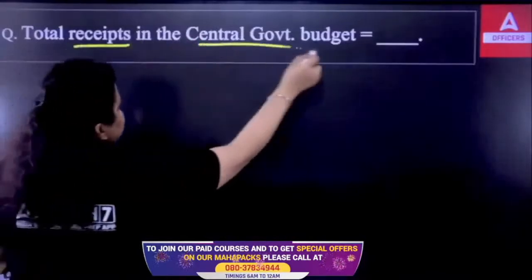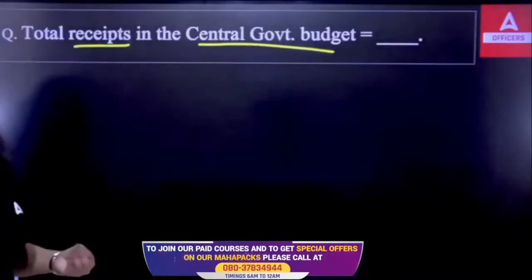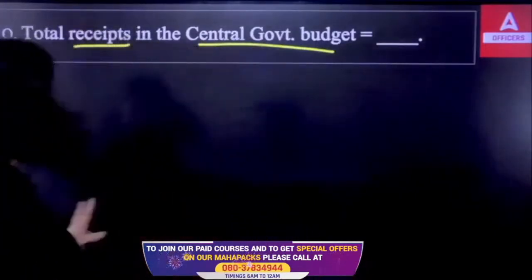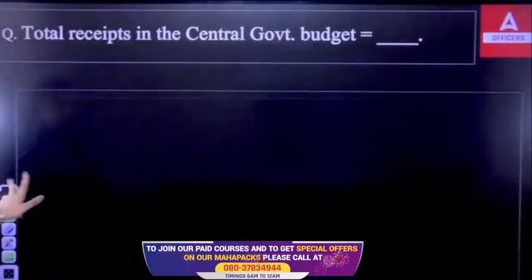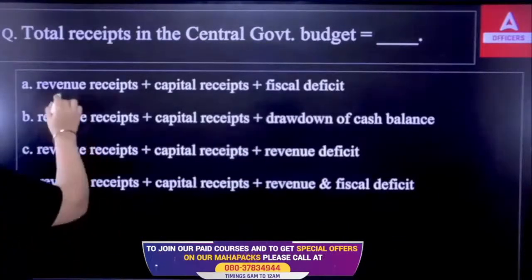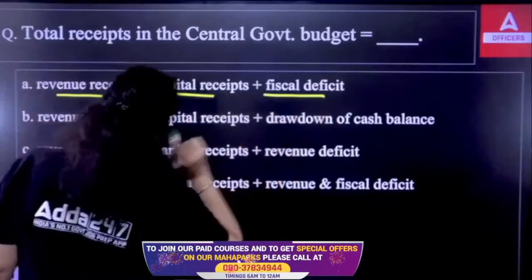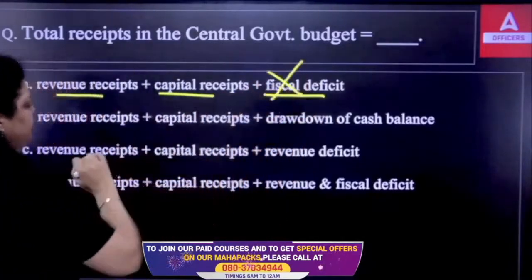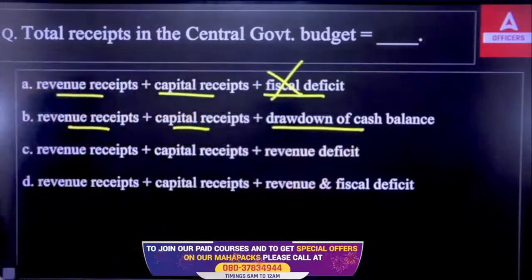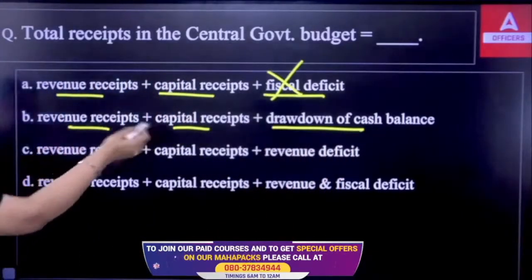Next: total receipts in the central government budget. Receipts means the income of the government. So from where the government of India is earning income, that you have to tell here. We have these four options. First, revenue receipts plus capital receipts plus fiscal deficit. It can't be true. Revenue receipts, capital receipts plus drawdown of cash balance. It can be true, because you have revenue receipts and capital receipts.